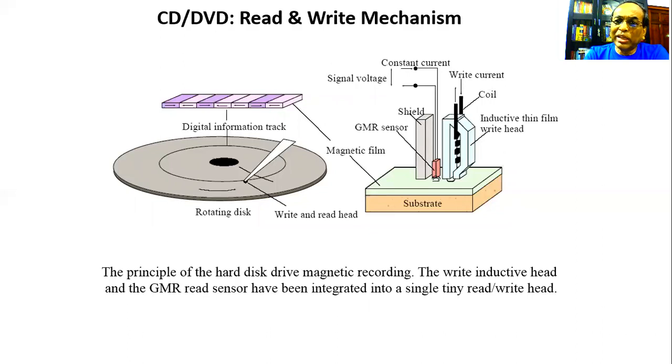Then the head contains coils, inductive thin film write head coils, which were already discussed, and a constant current signal voltage is applied to the GMR sensor, and there will be a shield. So this head is composed of all three components: the GMR sensor, the shield, and the write head, which is an inductive thin film write head.